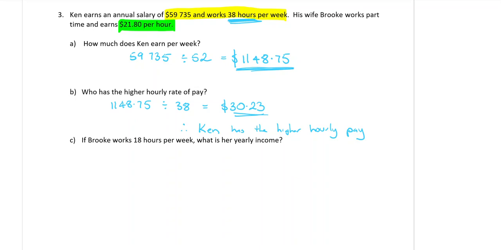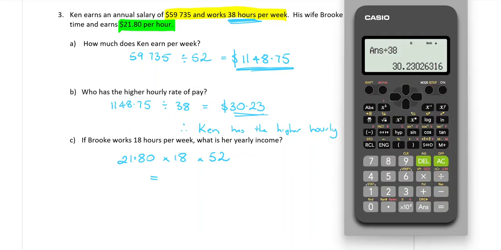And part C, if Brooke works for 18 hours per week, what is her yearly income? All right, we're focusing on Brooke now. So Brooke gets $21.80 an hour. If she works for 18 hours, I'm going to times that by 18, that's how much she would earn in a week. But I want to know how much she's going to get in a year. There are 52 weeks in a year, so I'm going to times that by 52. Okay, if we times all that together, that will be her yearly pay.